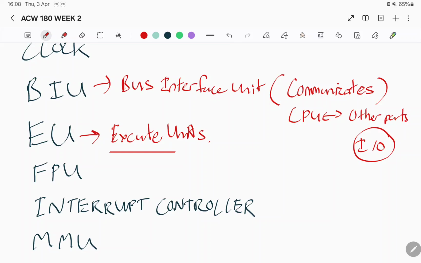Then we got the floating point unit. This one is also known as the math coprocessor. It handles the operation involving the floating point number, real numbers, such as division, square roots, and trigonometric function. This is especially important for scientific, engineering, and multimedia applications where precise calculations with real numbers are needed. Interesting, right?